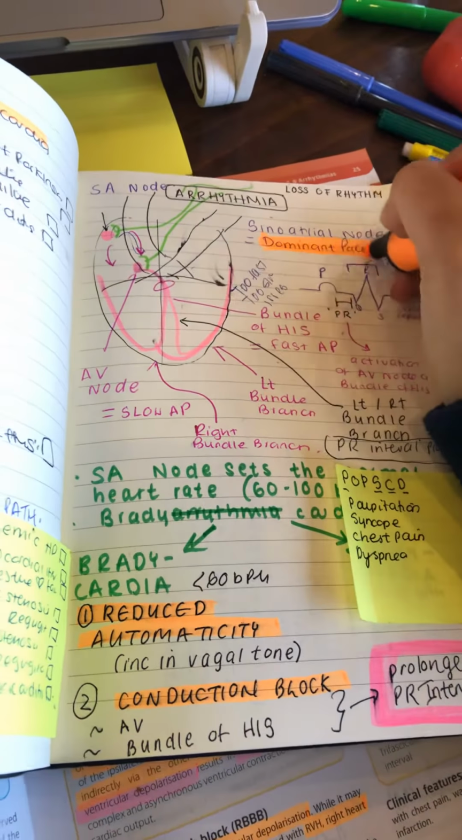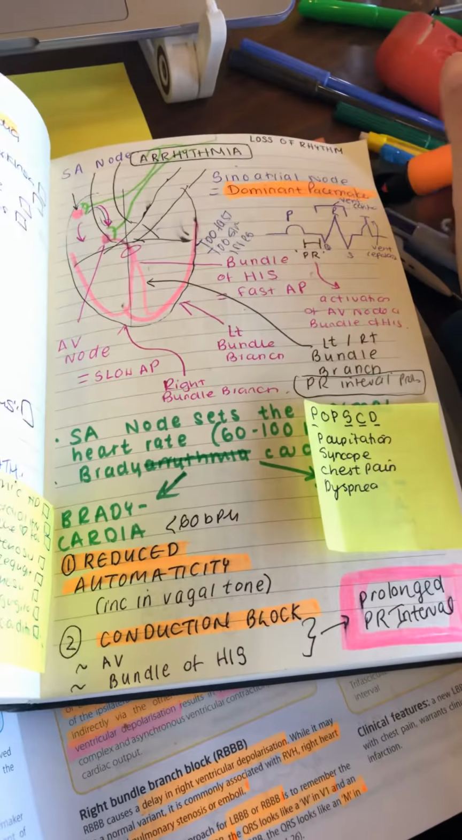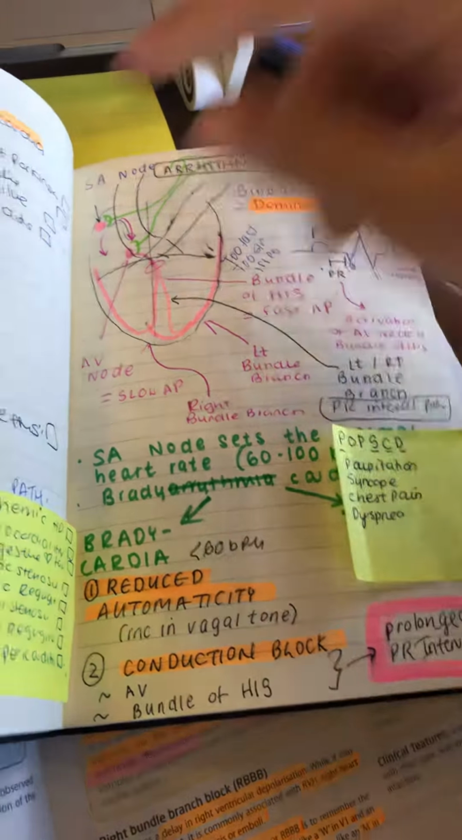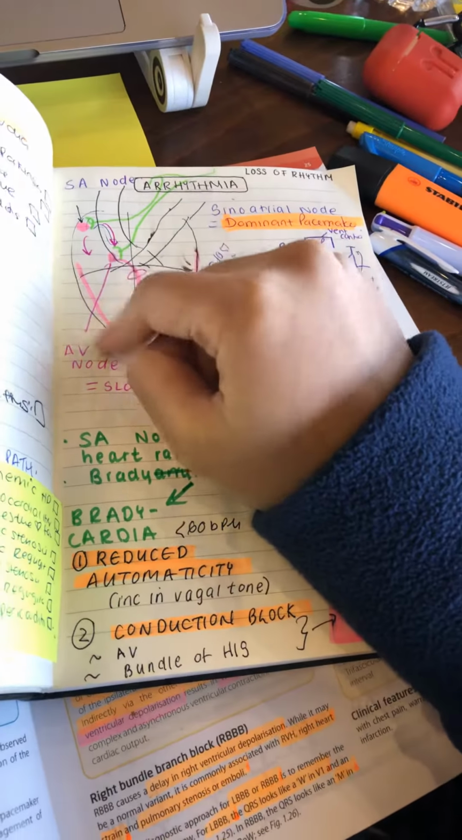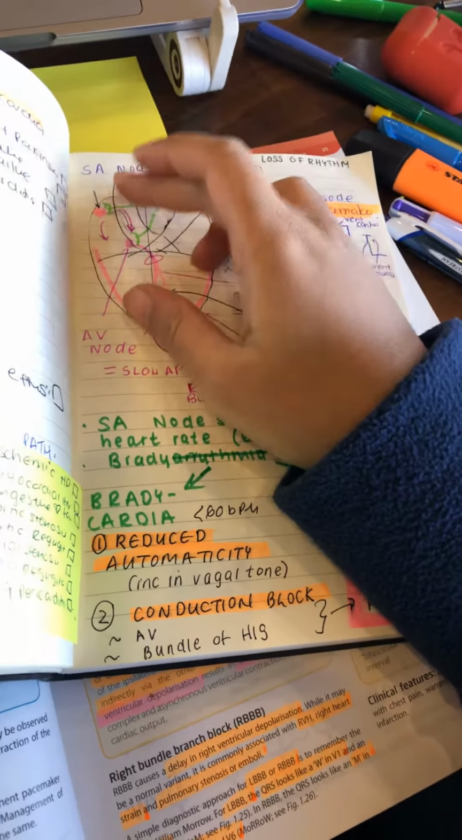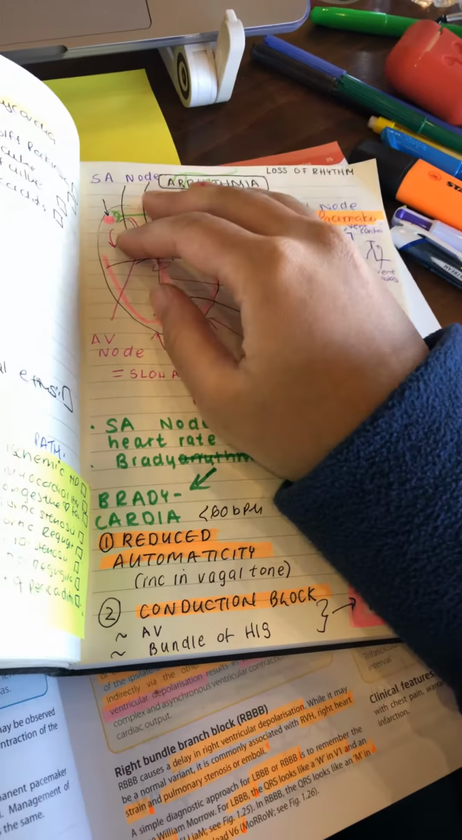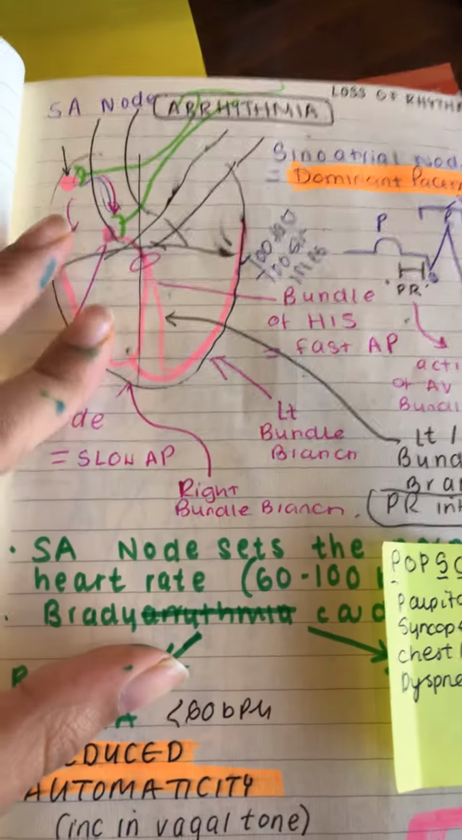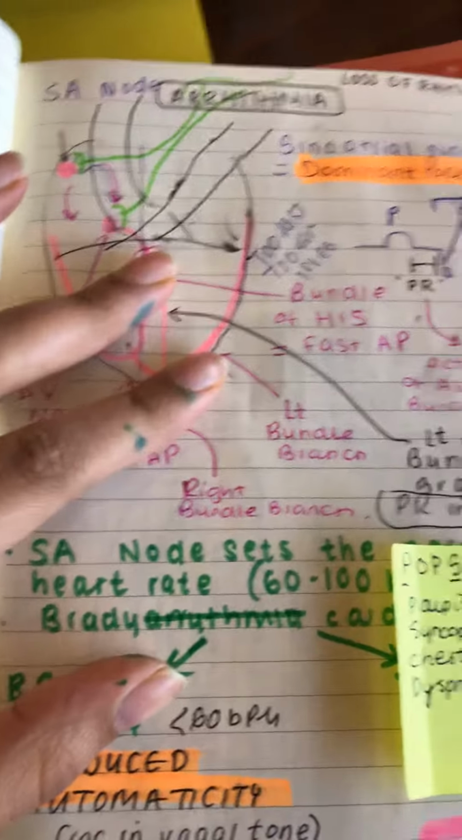The AV node then carries on from there, but here there is a bit of a delay. Before the AV node can pass the impulse onto the Purkinje fibers, there is a delay to allow the atria to fully contract before the ventricles start to contract. Now, there's also the bundle of His, the right bundle branch, and the left bundle branch.